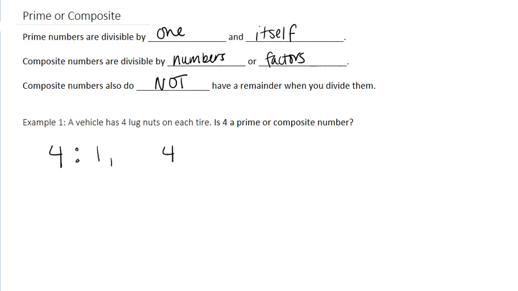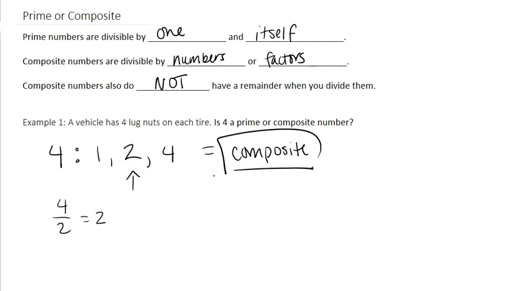Then we have any numbers in between 1 and 4. So we have 2. And then we ask ourselves, can 4 be divided by 2? Which it can be, as it's equal to 2. So we would also say 2 is a factor of what it could be divided into. So therefore, since it has this 2, not just 1 and 4, it's considered composite.